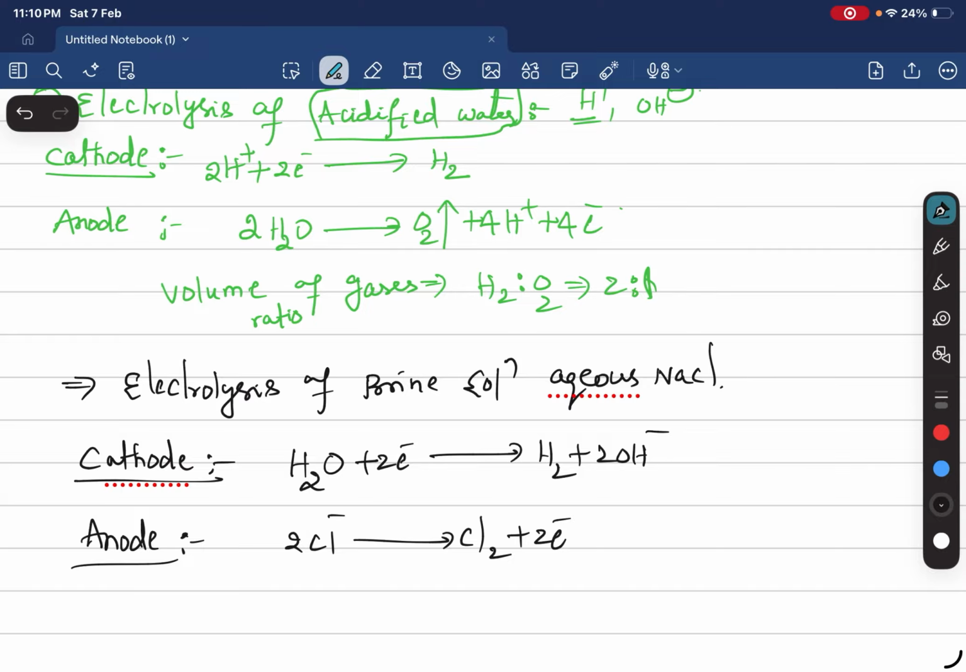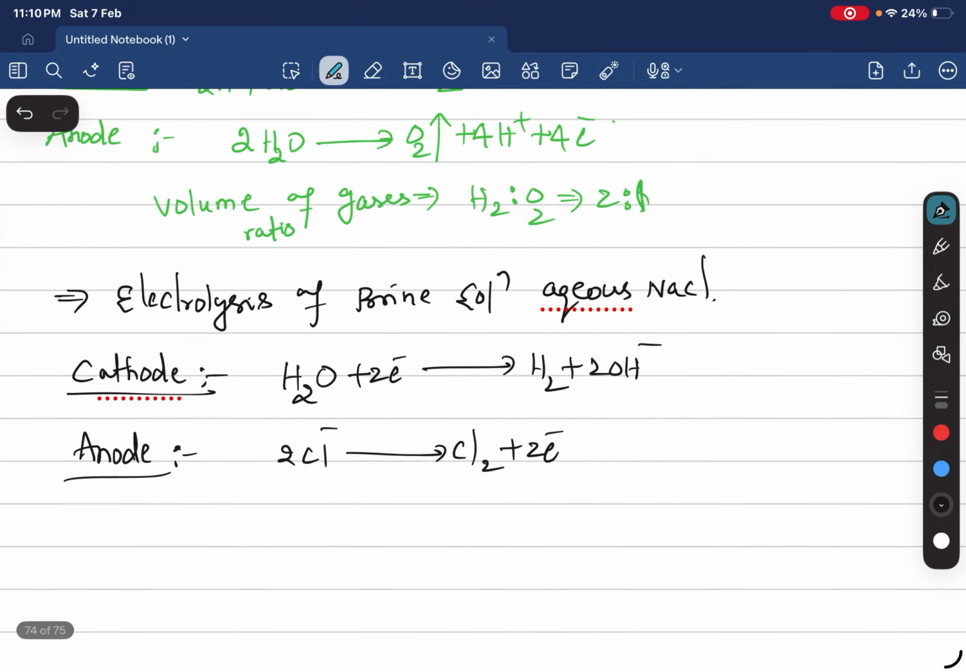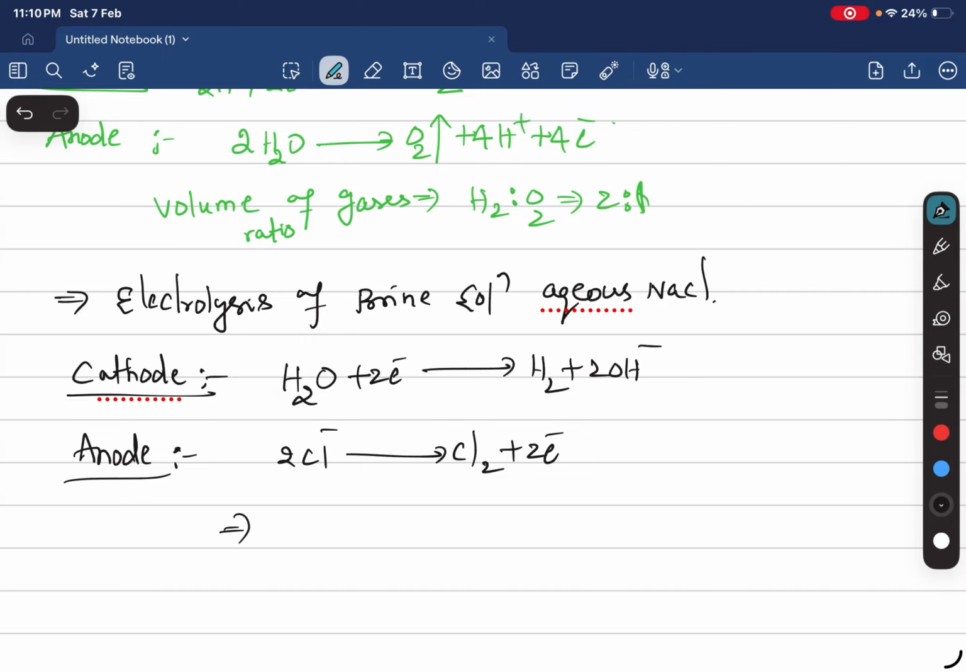So the products are important here. Products are H2, Cl2 and NaOH. This you studied in 11th, the chloralkali process.